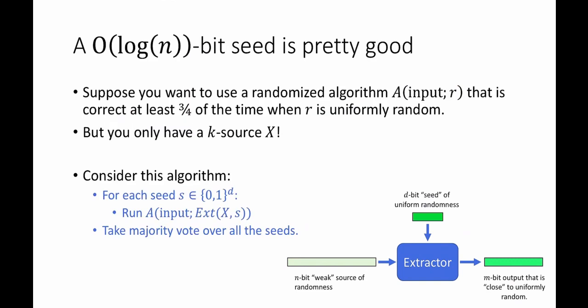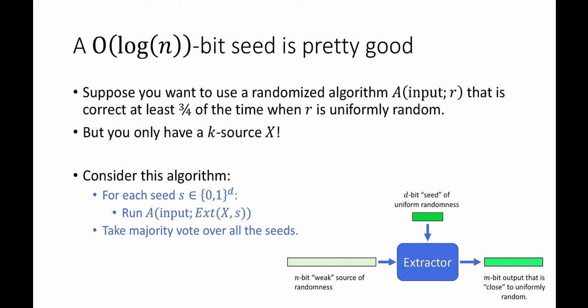Okay, so extractors exist with seeds that have log n bits in them. As I mentioned before, this is actually pretty good. The reason is that if there's only big O of log n bits per seed, that means that there are only polynomial in n number of seeds. So even if we can't draw such a seed uniformly at random because we don't have any random bits to work with, we can just try them all.